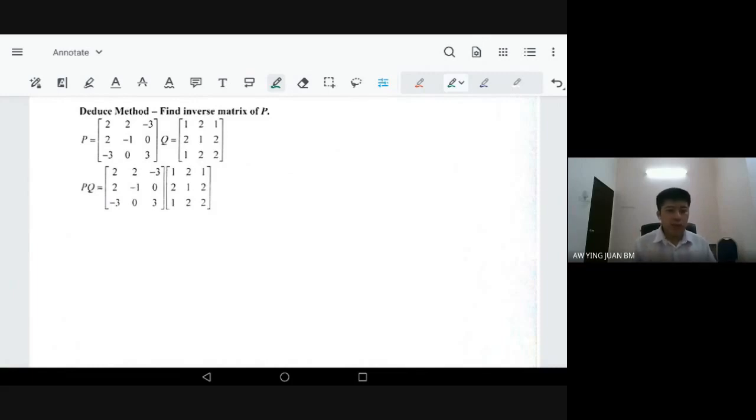So, the deduce method: find the inverse of the matrix P. Given the matrices P and Q, what we have to do is find the matrix for PQ. Before we go further, do remember that we need to understand some properties of matrices.